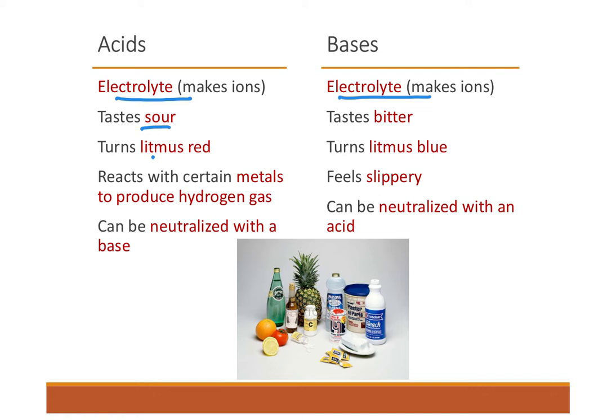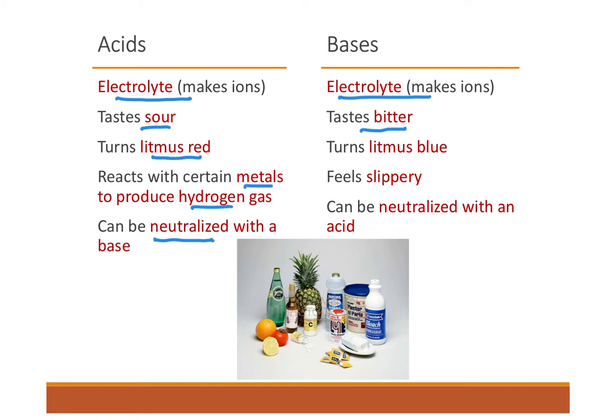Acids turn blue litmus paper red, and acids, as we already know, will react with certain metals to produce hydrogen gas in a single replacement reaction. Acids can be neutralized with a base, that is, create a neutral solution when they are combined in the right proportions. Bases, along with being an electrolyte, taste bitter on the tongue, and we really don't eat that many foods that are high in base.